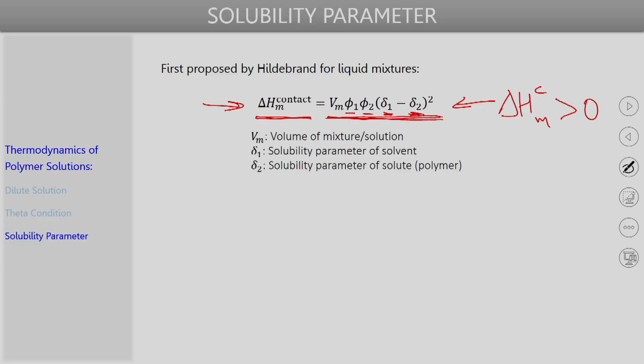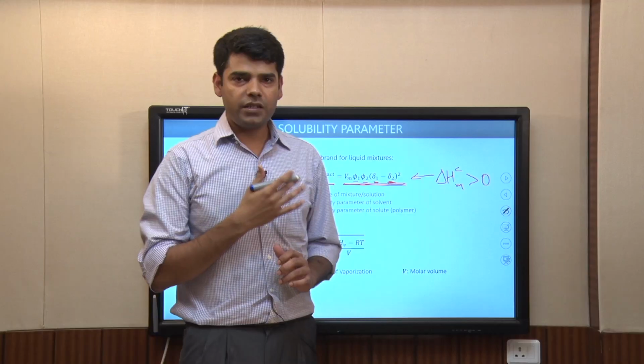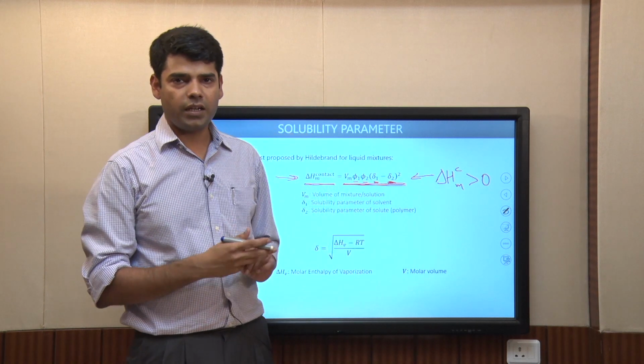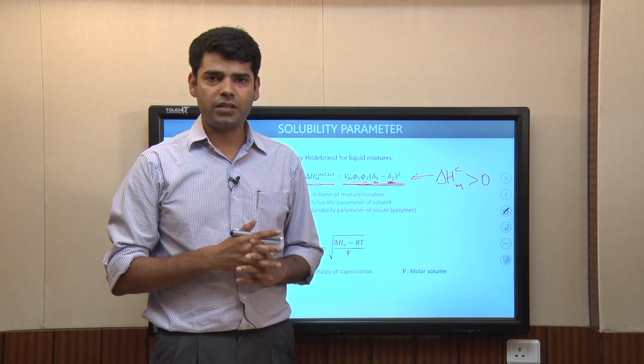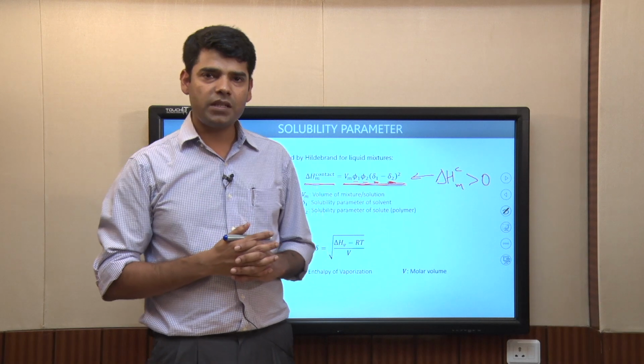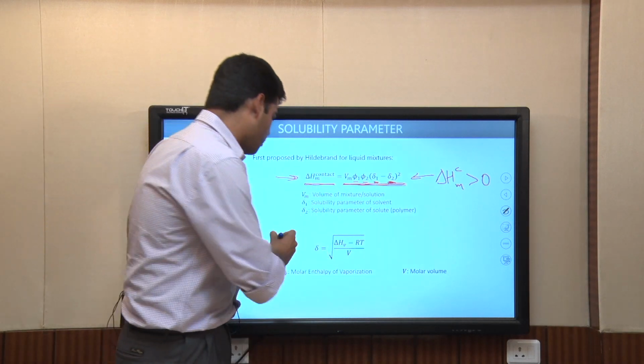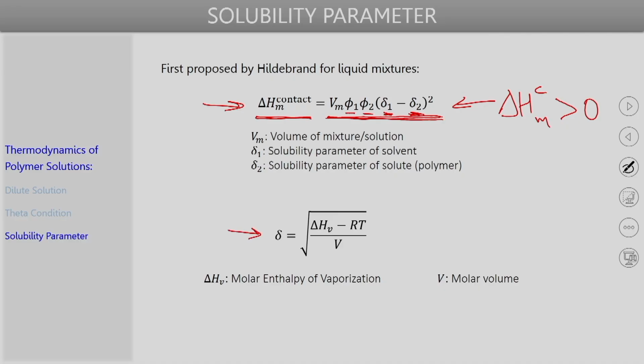The solubility parameter that appears in the delta H term in the Hildebrand expression is defined as shown here. It is defined as the square root of the ratio of the energy of vaporization divided by the molar volume of the mixture or the solution that is formed.